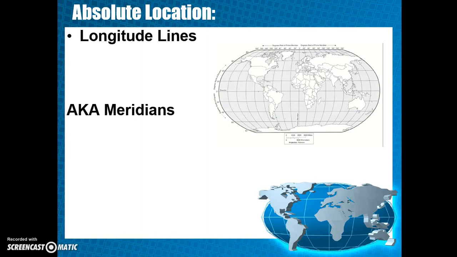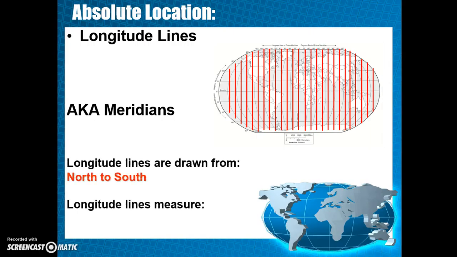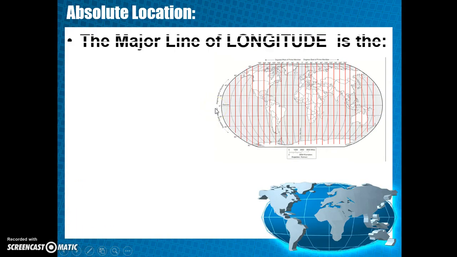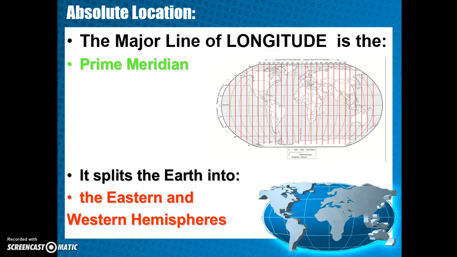Longitude lines are also known as meridians. They are drawn from north to south, but they are measured from east to west. So again, drawn from north to south, but they are measured from east to west. The major line of longitude is called the prime meridian, and it splits the Earth into the eastern and western hemispheres.